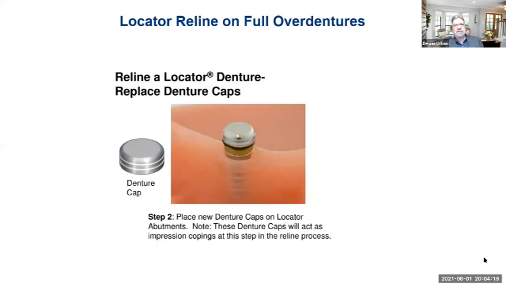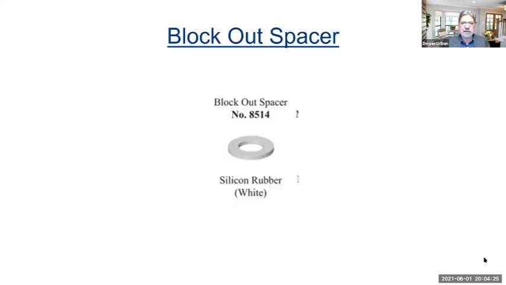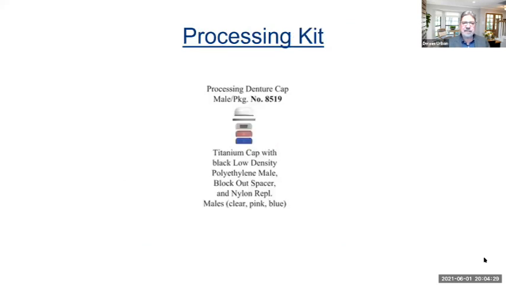the locator abutments, and you want a nice passive fit with the denture. So make sure once you place these on here you have a nice passive fit, and you're going to put the blackout spacer on here. These are the processing kits, the denture caps, and usually you're going to utilize a black cap or a low density male cap when you're taking the impression.